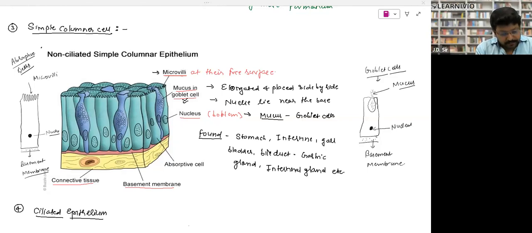They are found in stomach, intestine, gallbladder, bile duct, gastric gland, intestinal gland, etc.